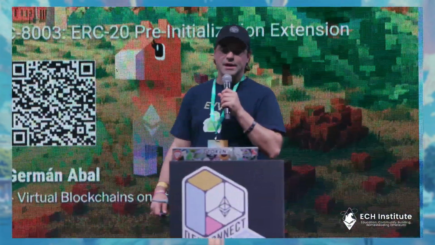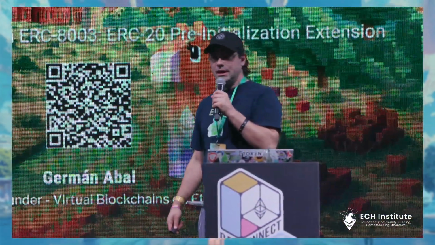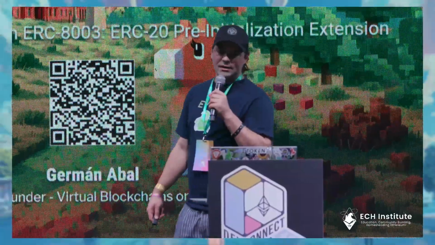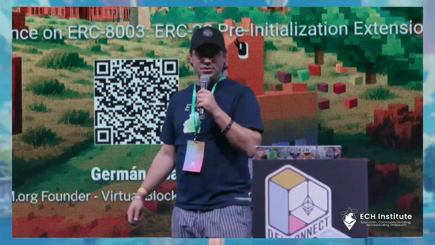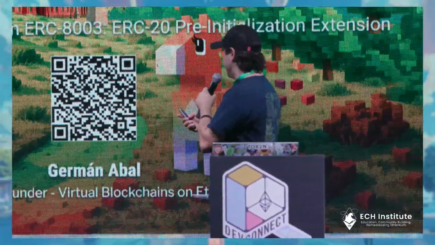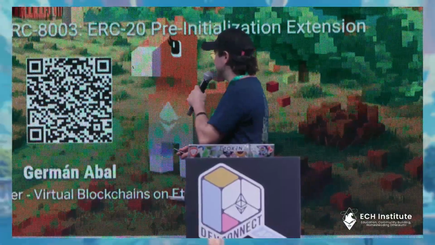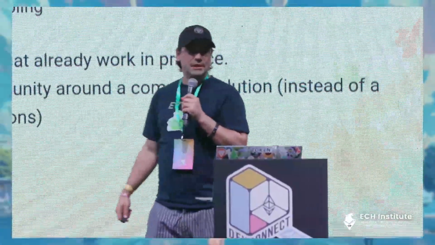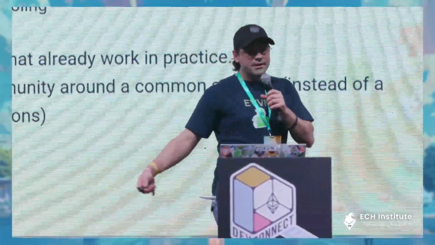This is based on my experience with ERC 8003, the ERC-20 pre-initialization extension. You can scan the QR code to see more details about it. And I will start. So, why create an EIP?